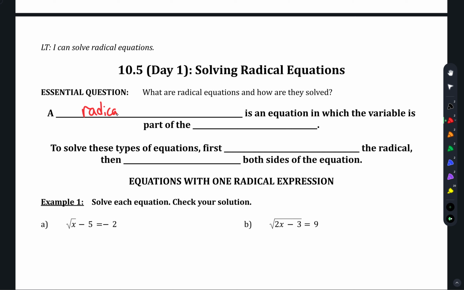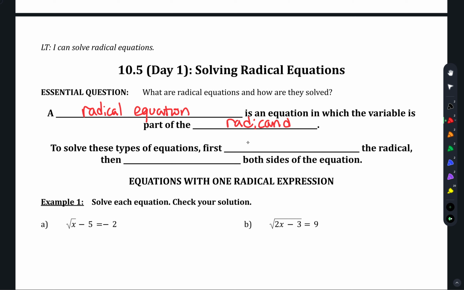A radical equation is an equation in which the variable is part of the radicand. That means your variable will most likely be on the inside of your radical. To solve these types of equations, here are our steps.